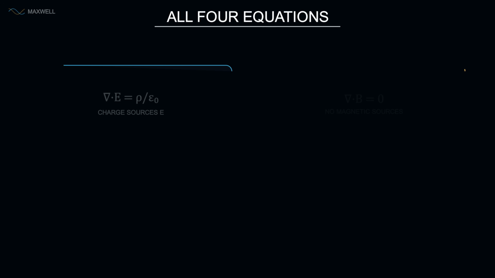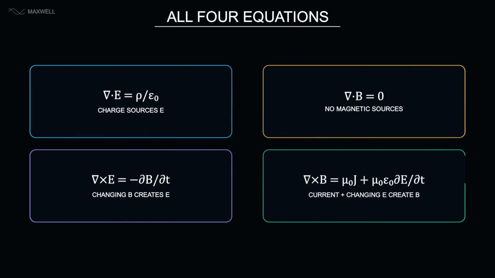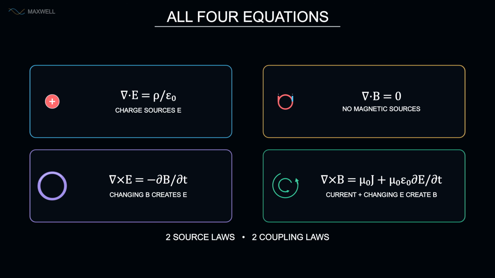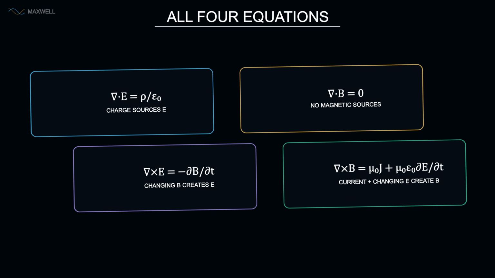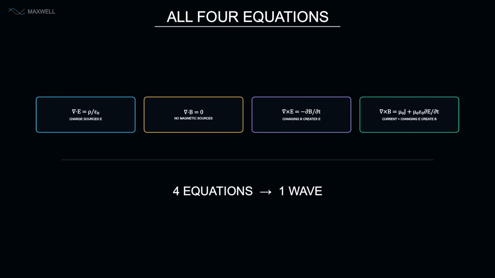Now step back. The four equations divide into two pairs. First, where do fields begin? Electric fields can begin on charge. Magnetic fields begin nowhere. Second, what makes them circulate? Changing magnetism curls the electric field, while current and changing electricity curl the magnetic field. The equations are not a list. They are a feedback system.